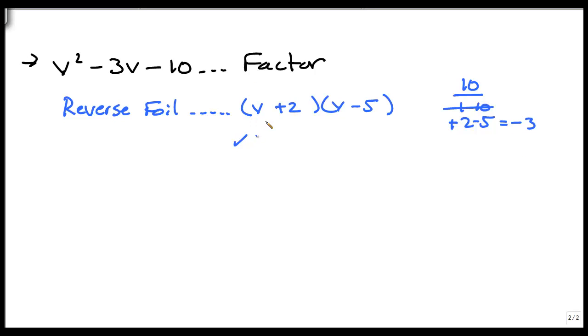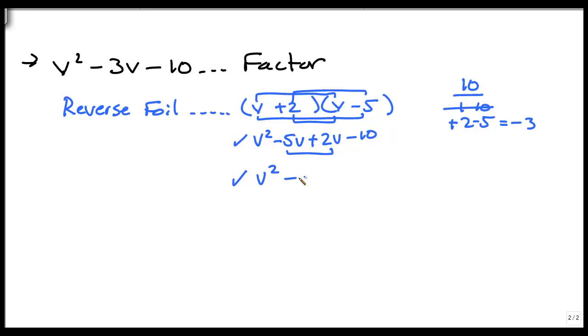And then I can check it real quick using the FOIL method. Firsts would give me v squared. Outside, minus 5v. Insides would be 2v. And my lasts would be 2 times negative 5, which is a negative 10. Combining my like terms, I have v squared minus 3v minus 10. So it checks. And on a test or a quiz, you can check every single one of these problems. So you should never miss one on a test, because I can just get my answer and FOIL it out and check my work. So that's the reverse FOIL.